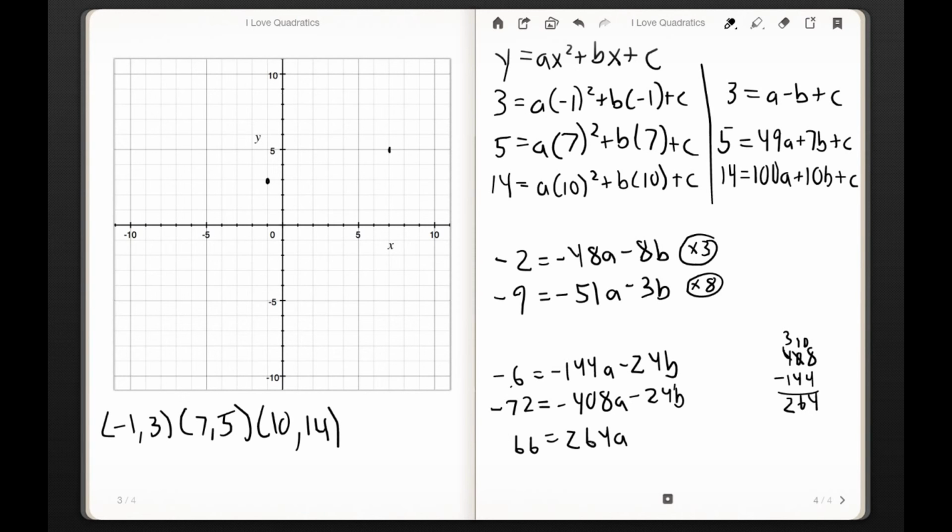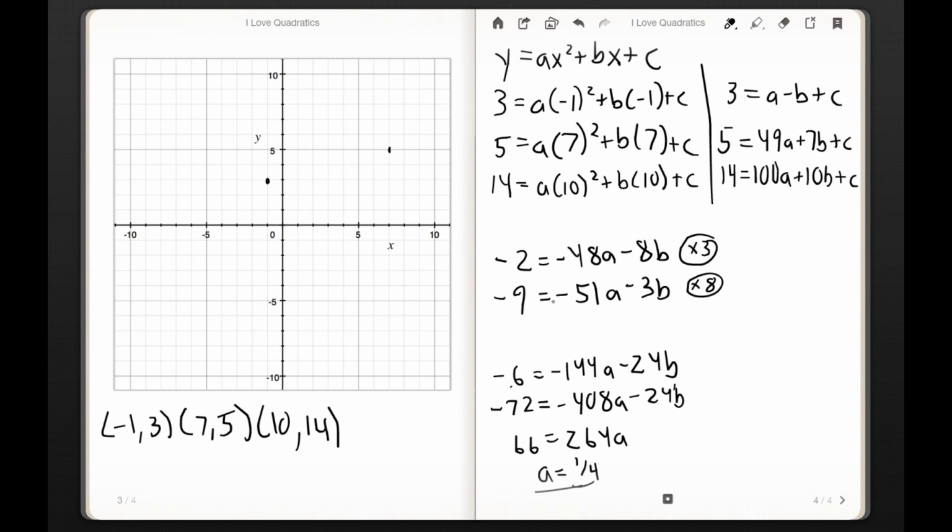Now, to solve for a, we need to do 66 divided by 264. And if you don't see that right away, that is 1/4, because 66 times 2 is 132, times 2 again is 264. So to get from 264 to 66, we divide by 4, which means a is 1/4. Okay, that was a little more work to get the first variable, but now the others won't be as hard.